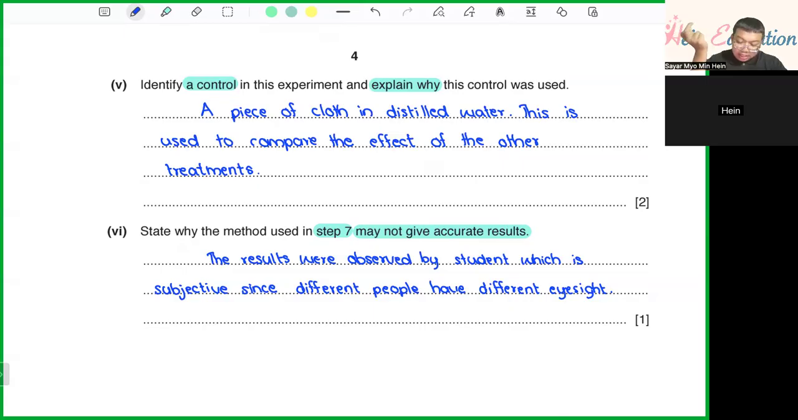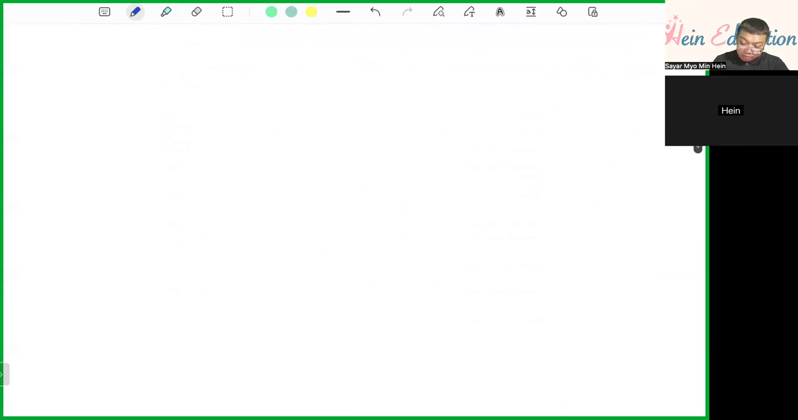And number 6 is that step 7 may not give accurate results. So you need to state why, about the method used in step 7. As I mentioned already, in step 7 the results were observed by the student, which is subjective, right? Since different people may have different eyesight. So observing with our own naked eye may not be very accurate. We don't want to say that it is a very bad result, but it may not be very accurate. So this would be the method used in this experiment which can give inaccurate results.